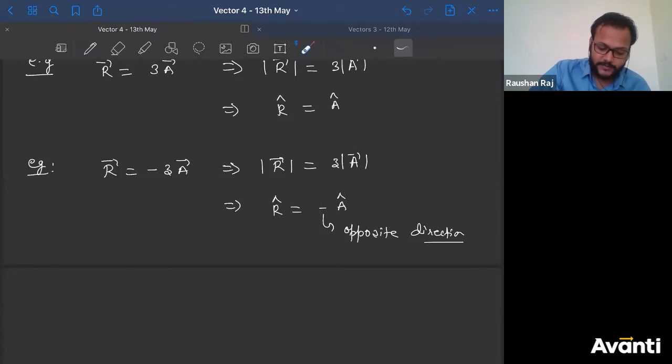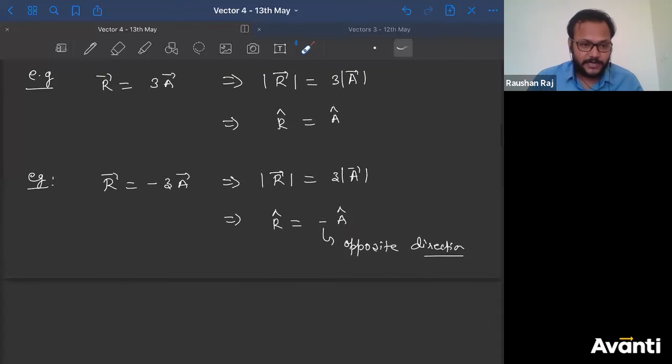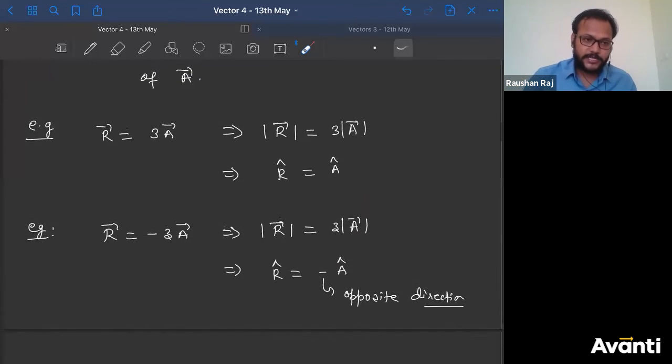What does this a cap suggest? Unit vector of a. What does this r cap suggest? Unit vector of r. That means the direction of a and the direction of r are opposite to each other. So you have to keep this in mind. Guys, click yes if you understood this. The scalar multiplication, if a vector is multiplied by a number, then what will happen? These are the conclusions that you can make.